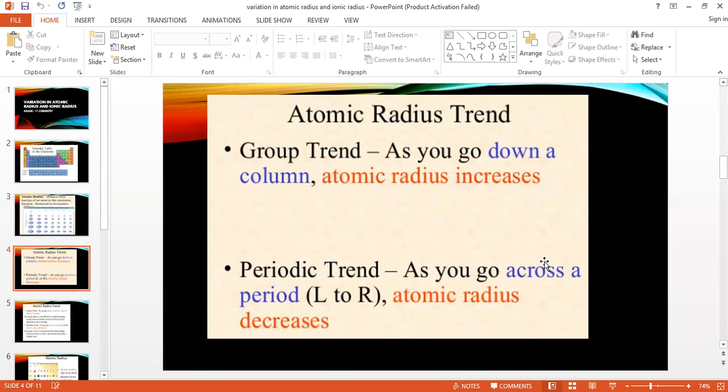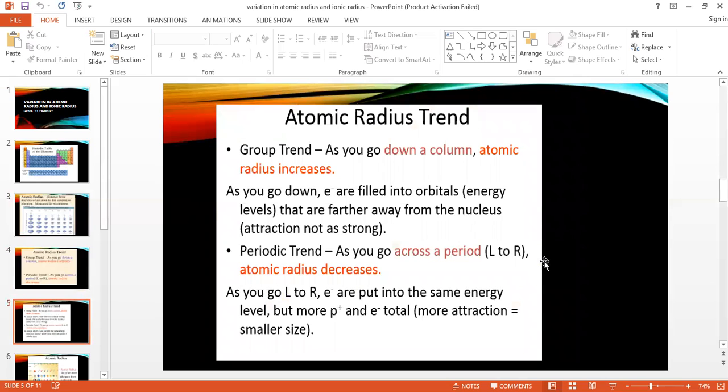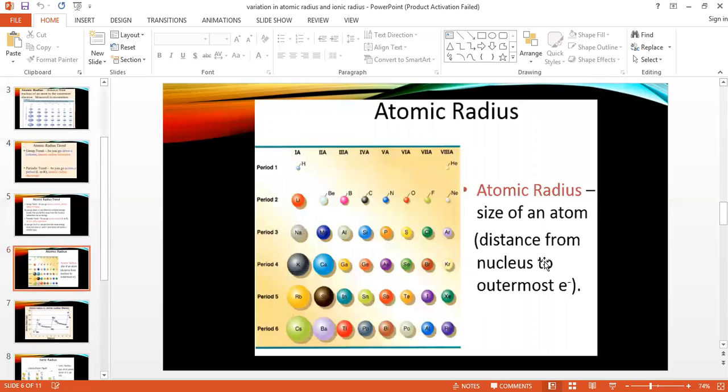See the trend. As you go down a column or group, atomic radius increases, but as you go across the period from left to right, atomic radius decreases. This you need only. What will happen with the atomic radius from top to bottom, from left to right. Clear now? You can see here the atomic radius trend. This is more explanation. Later you will study. From this, it's very clear the size of an atom is the distance from the nucleus to the outermost electron.